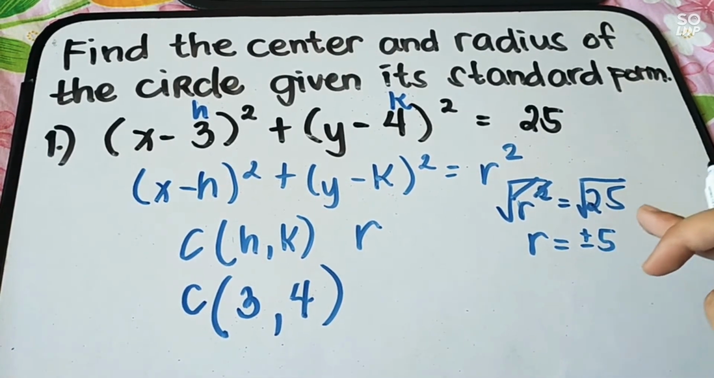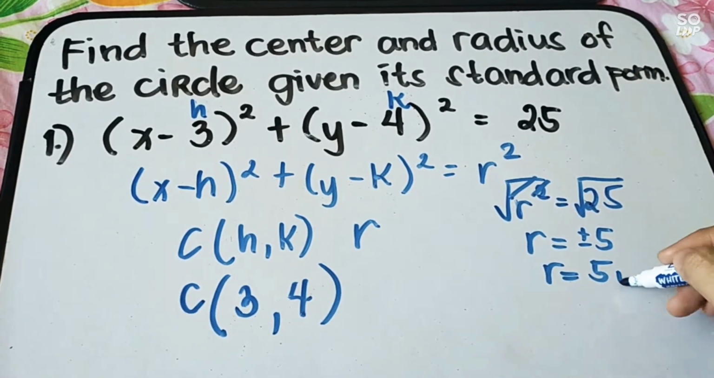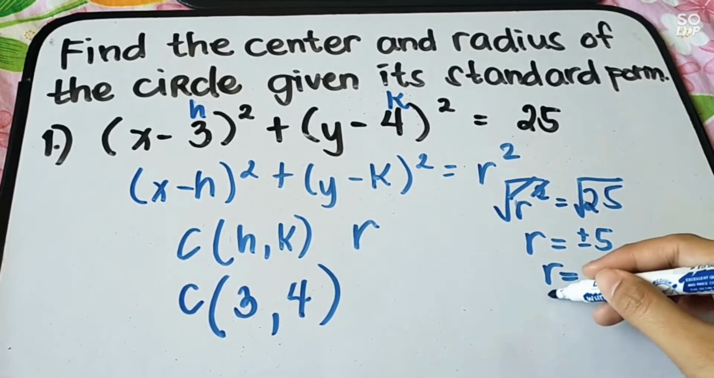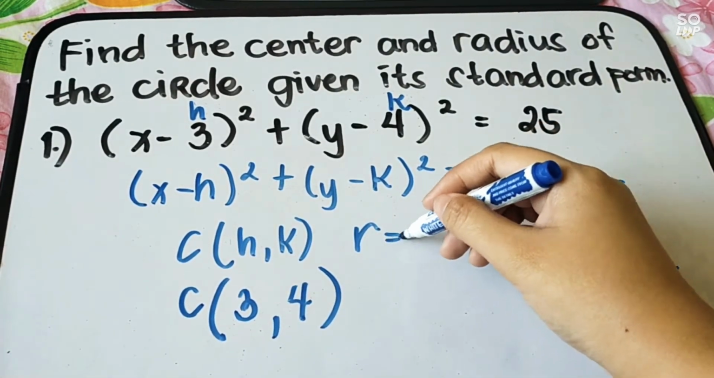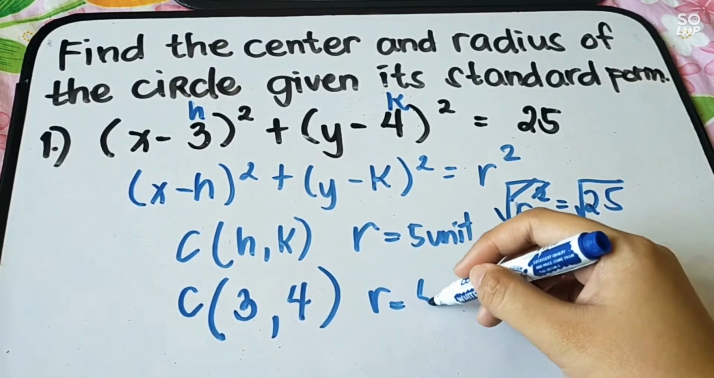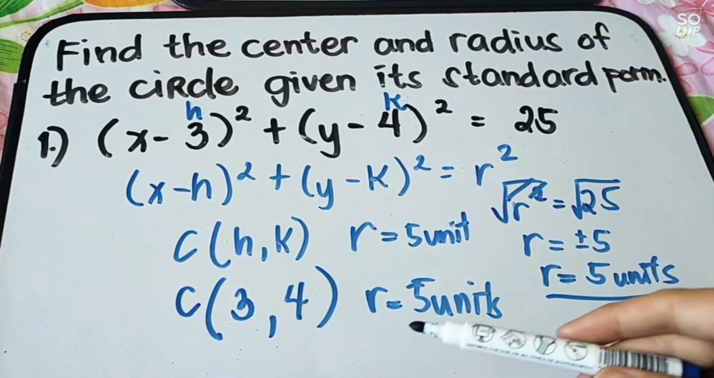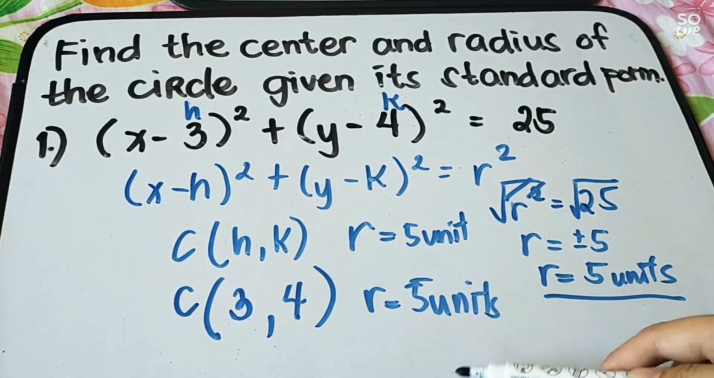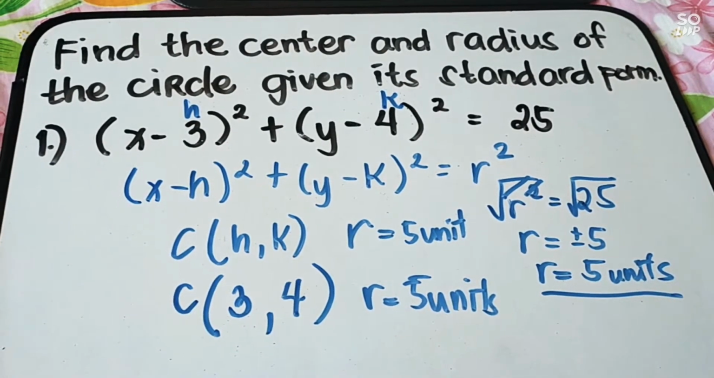Ang radius natin is always positive, therefore, your r is positive 5 units. Lagi pong positive ang r, ha? Always take note that this is always positive. So, this is 5 units. Ayan na, meron na tayong r. So, ganun lang po kasimple kumuha ng center at saka radius given the standard form. Let us have more examples.